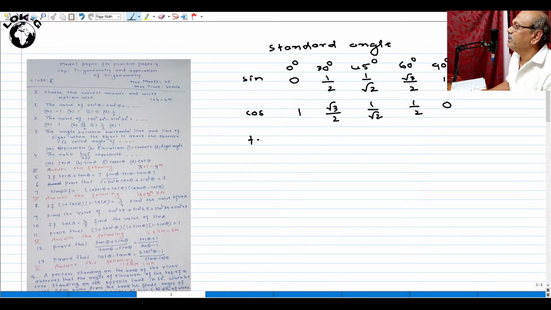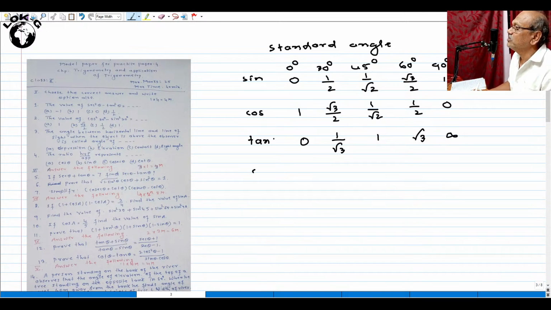Tan and the remaining can be obtained by using the definition. What is tan? It is sine upon cos. 0 upon 1, tan 0 is 0. Tan 30, 1 by 2 divided by root 3 by 2, the 2 cancels. You will get 1 by root 3. Just divide these two ratios. 1 by root 2 over 1 by root 2, you will get 1. Root 3 by 2 over 1 by 2, the 2 cancels. You will get tan 60 as root 3. Tan 90, 1 upon 0 will be infinity or undefined.